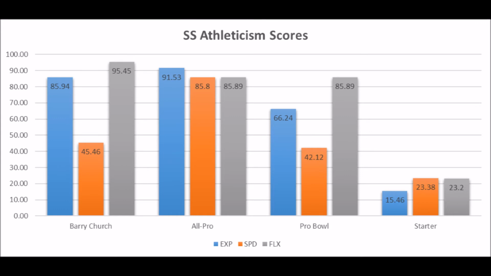So coming out of college, Barry Church had a lot of positives to him. He pretty much had the production indicative of a high-quality safety on top of the athleticism traits of a high-quality safety. So what did he do at the NFL level then?